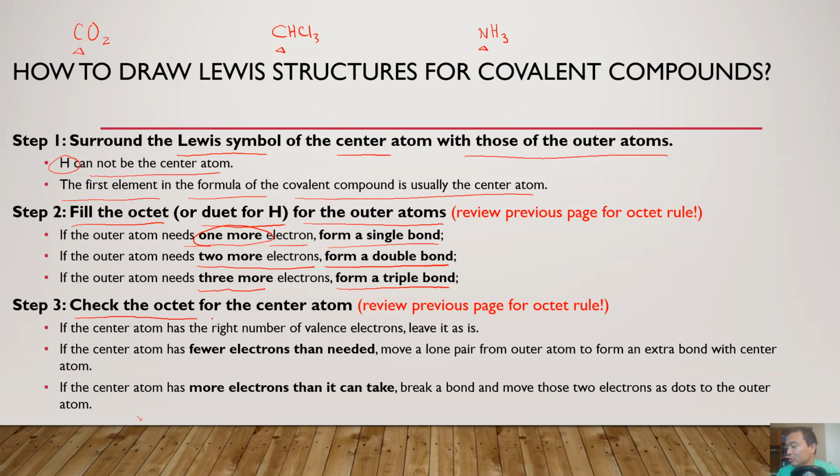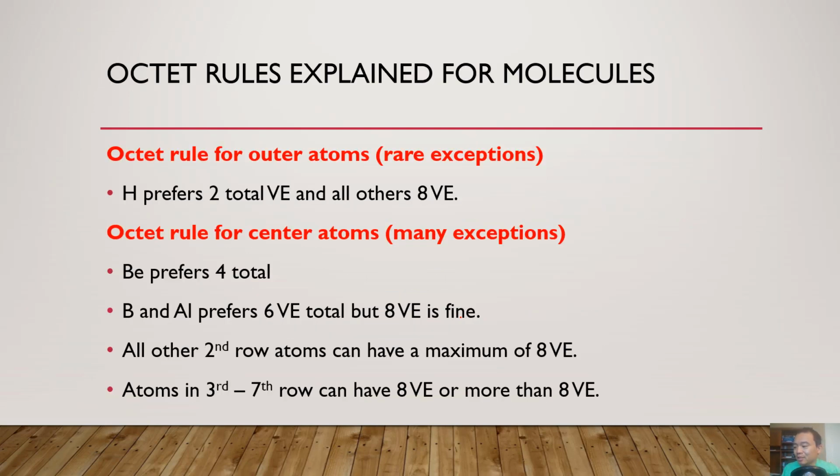So, step 3, check the octet for the center atom. After step 2, the octet for outer atoms has been met. So we will need to look at the octet for the center atom. If the center atom has the right number of valence electrons, what do you mean by right number? It doesn't mean it has to have 8. If we review the previous page, for example, for beryllium, if you have 4 total valence electrons, that's the right number.